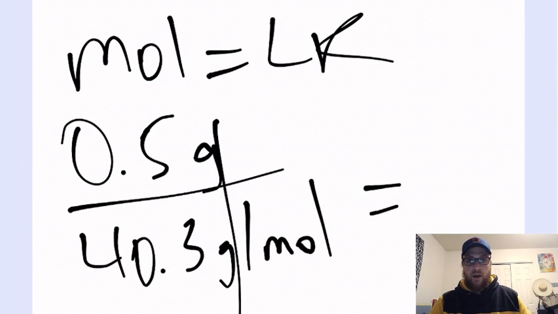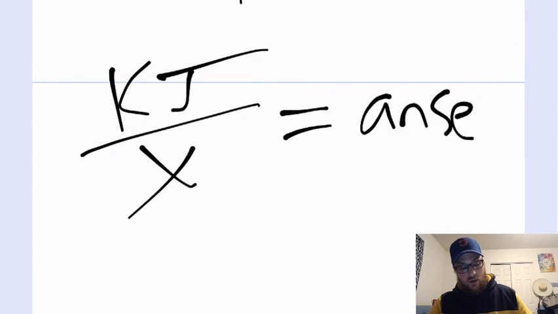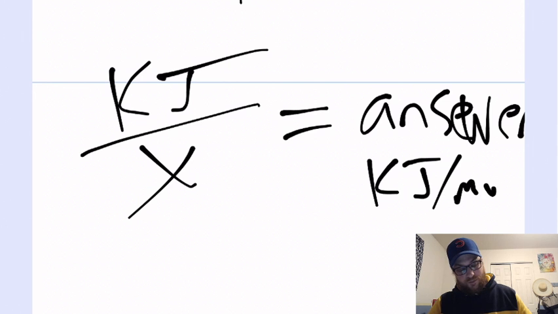I don't know, 0.0 something, 0.02. So you get X moles, whatever that is. And then now you take your answer in kilojoules, divide it by X, and then you'll get your answer in units of kilojoules per mole.